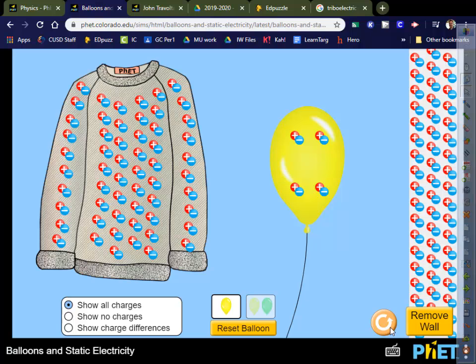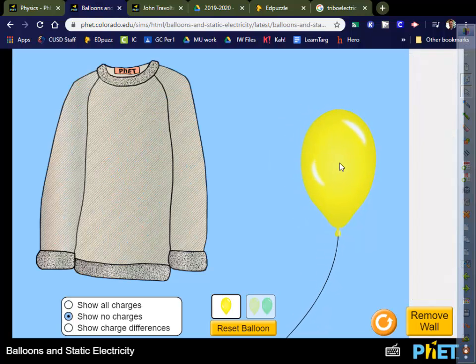I'm going to reset it again. I want you to rub the balloon against the wall like this, and then pull it away from the wall and let go of the balloon and tell me what happens.